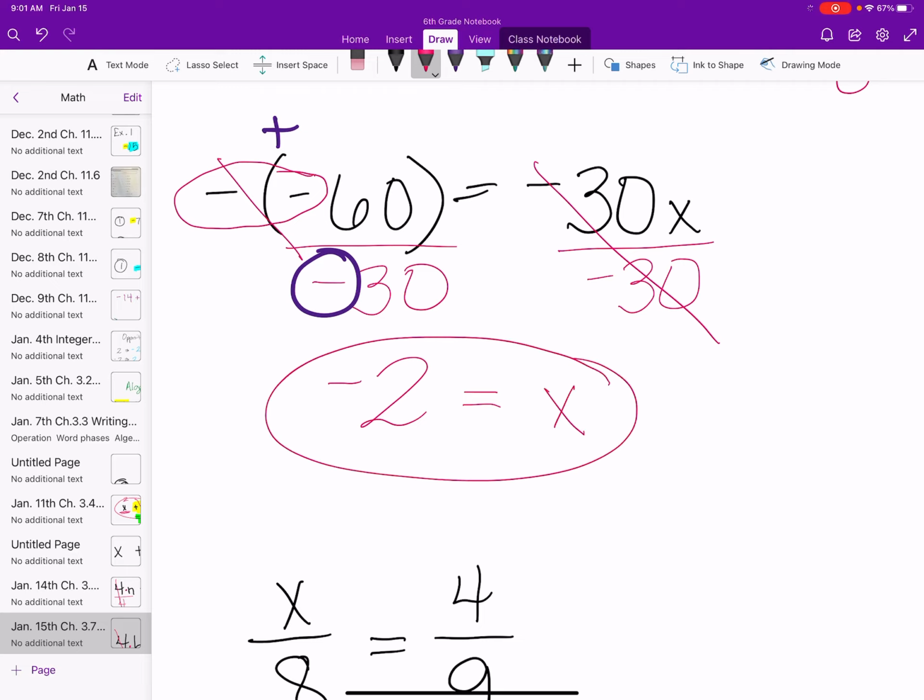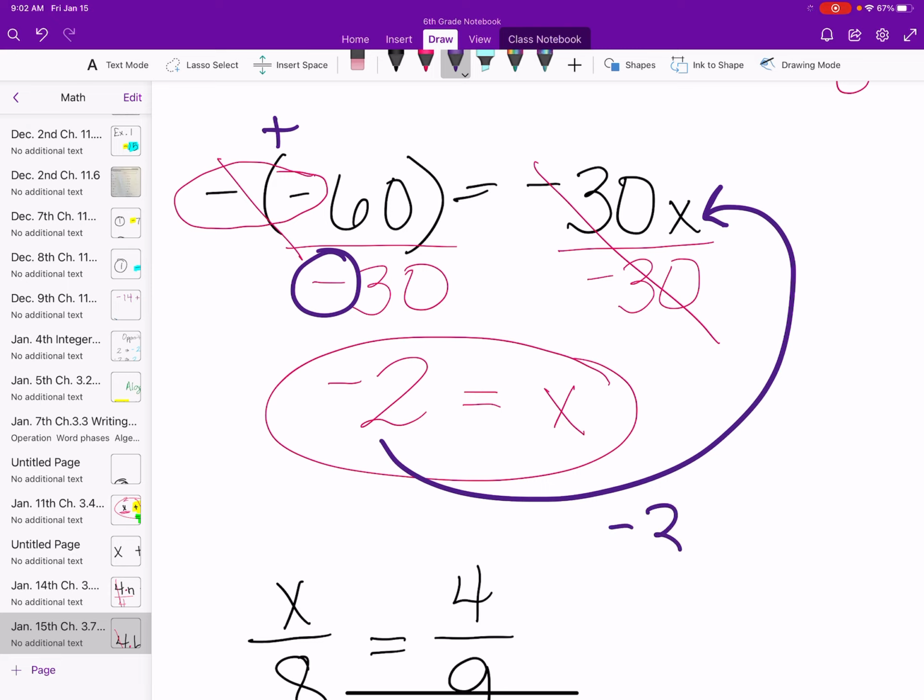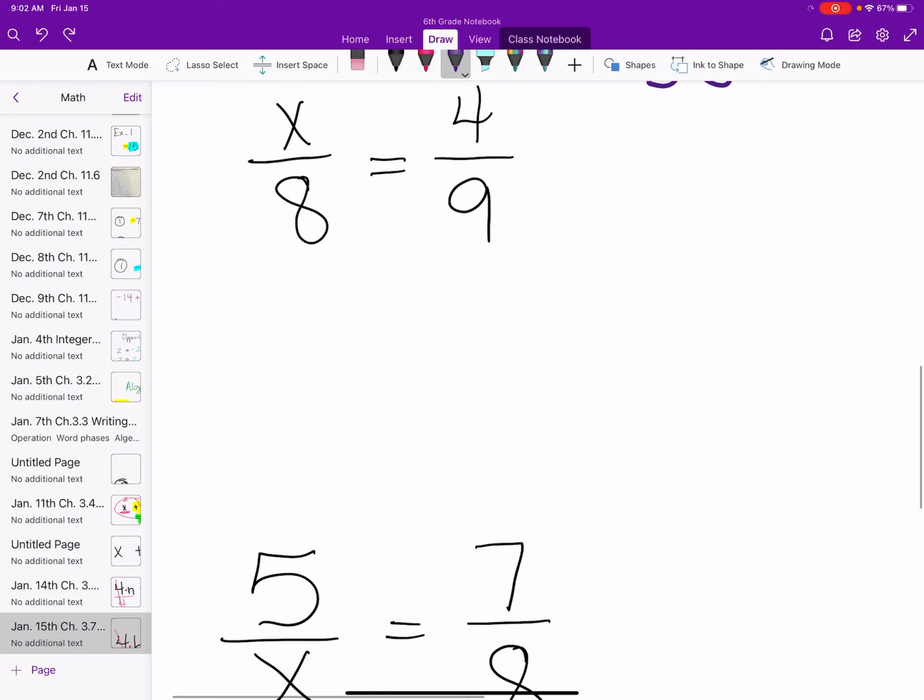Remember, I could check these at any time, and I could go back and plug in negative 2 for x. And when I do that, it's saying negative 30 times negative 2. I double check, does that really get me a positive 60 like I have over here? And yes, it does. So I know my answer is correct. Okay, moving on to the next one.